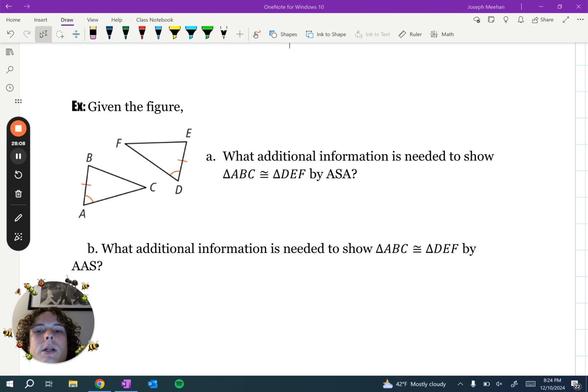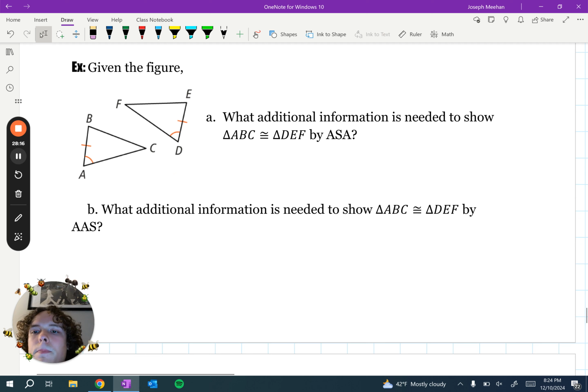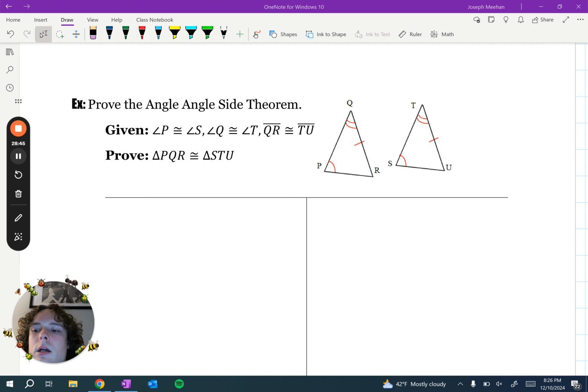Another little example, it says, given the figure, what additional information is needed to show triangle ABC is congruent to triangle DEF by angle, side, angle? In order for that to happen, angle, side, angle, we need two angles and the side in between them. So it looks like angle B would have to be congruent to angle E. And part B here, it says what additional information is needed to show ABC is congruent to DEF by angle, angle, side. Here you need two angles and a side not in between those two angles. So let's say we have angle C congruent to angle F. All right, that would be how you solve those two.